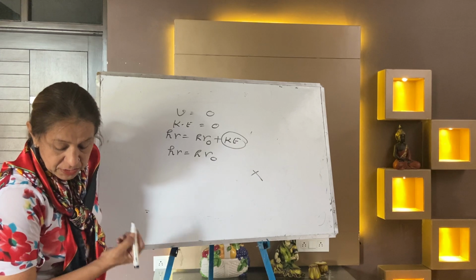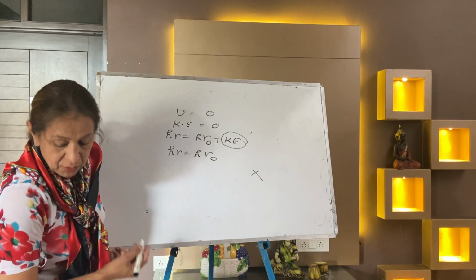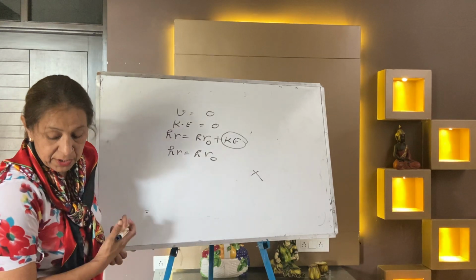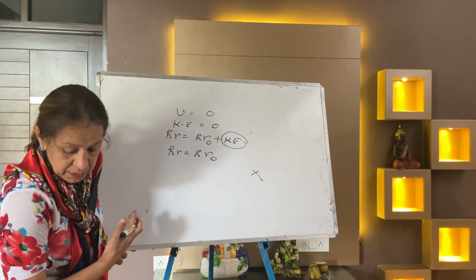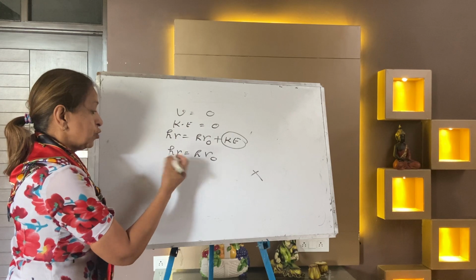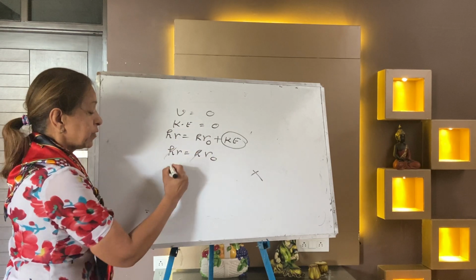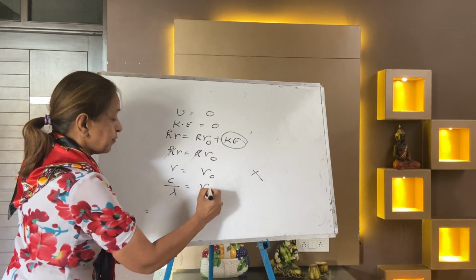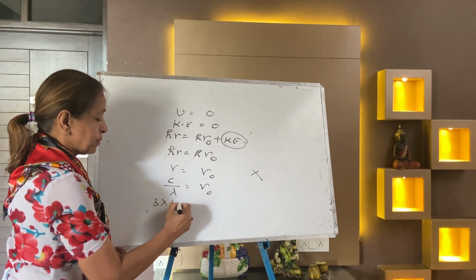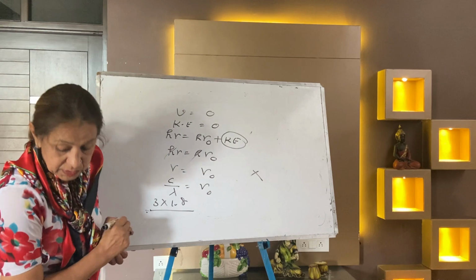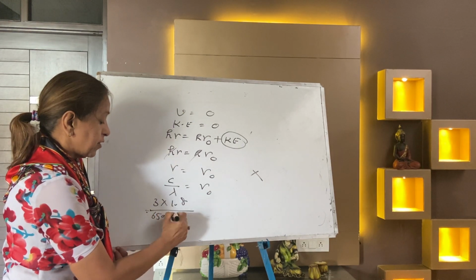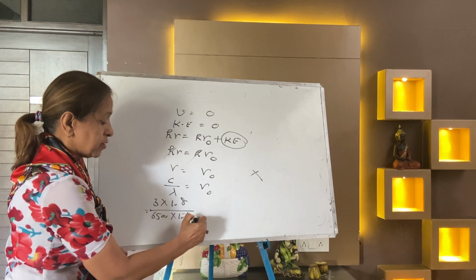So electrons are emitted with zero velocity from the metal surface where the wavelength is 6800 angstrom. The wavelength is given, so you can cancel h. Nu is equal to nu naught. Nu is c by lambda. So c is 3 into 10 to the power 8. Your lambda is given, it is 6500 into 10 to the power minus 10 meters.